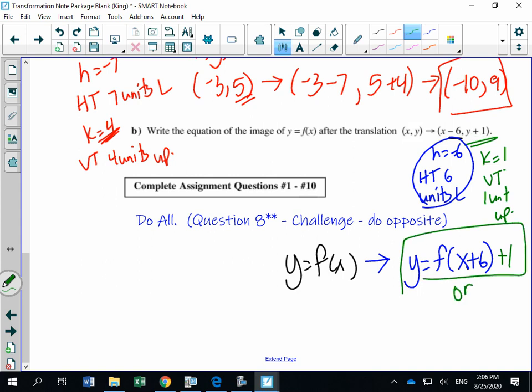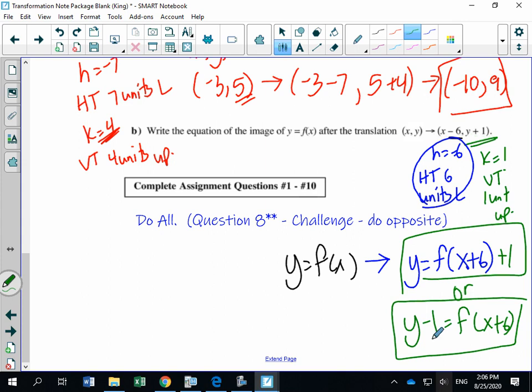Or what's even better probably is y minus 1 is equal to f of x plus 6, because that tells me that my k value is 1 and my h value is negative 6.